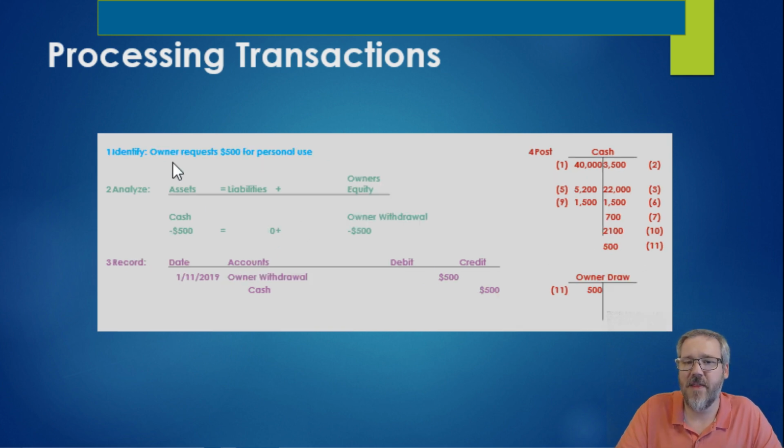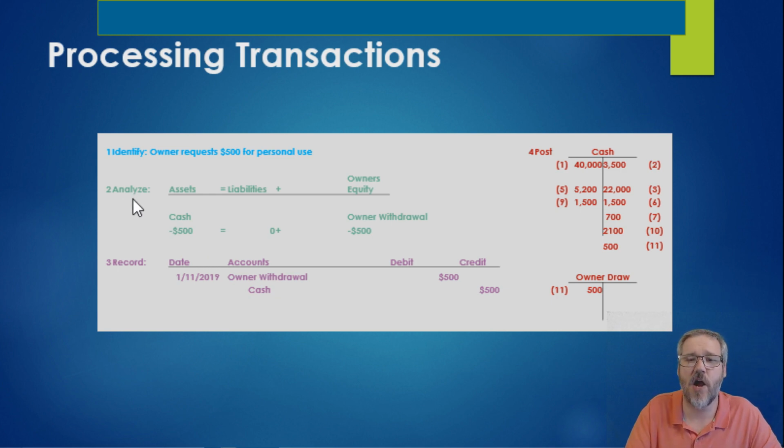All right, and finally on the 11th, my owner has requested $500 for personal use. My owner needs a paycheck. My owner needs what we'll come to find are called dividends. But for now, we're keeping everything pretty basic. We're just going to call it an owner withdrawal, all right?